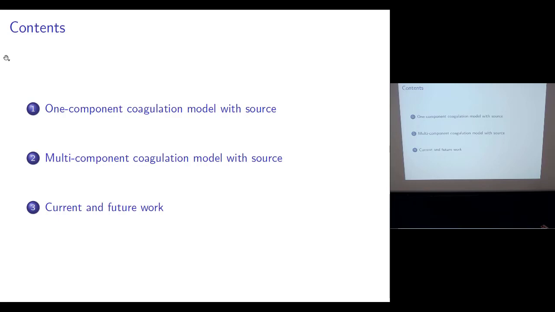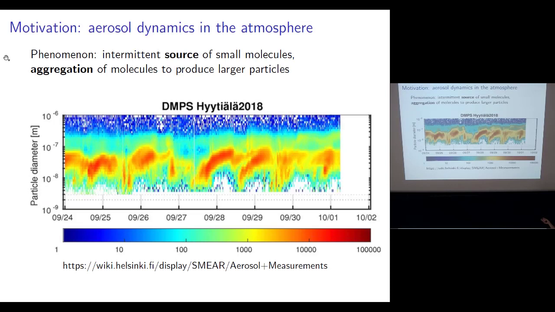To motivate our work, we have been talking with physicists from Finland. They are doing experiments. They are measuring the sizes of aerosols in the atmosphere in Hyytiälä in Finland. This is the type of data that they get. In the vertical axis is the particle size. In the horizontal axis is the time in days. Each shape here corresponds to one day, and in color is the density of particles.